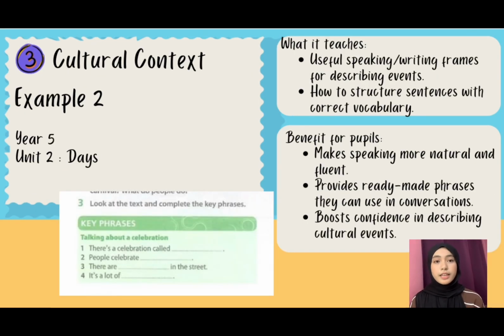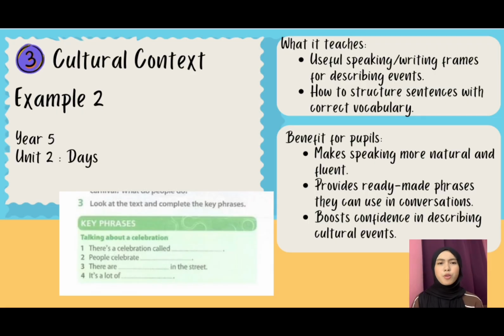Next, this is the second activity from the same unit. The activity gives pupils sentence frames they can use when describing cultural events. For example, they learn phrases like "there's a celebration called", and then "people celebrate by", and then "it's a lot of fun", dancing, music. So these frames act as a guide for speaking and writing.